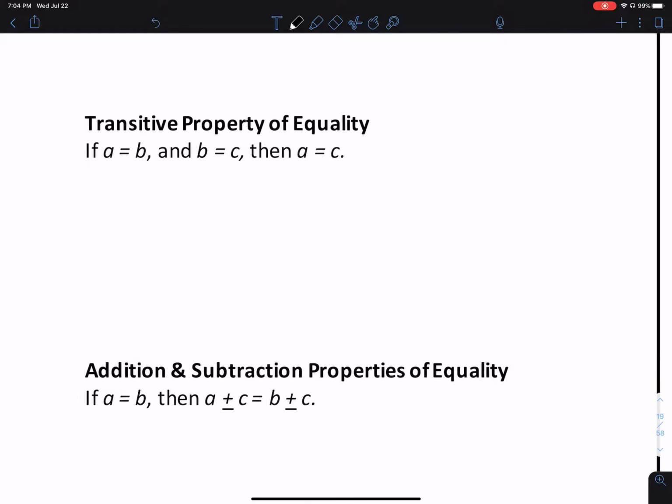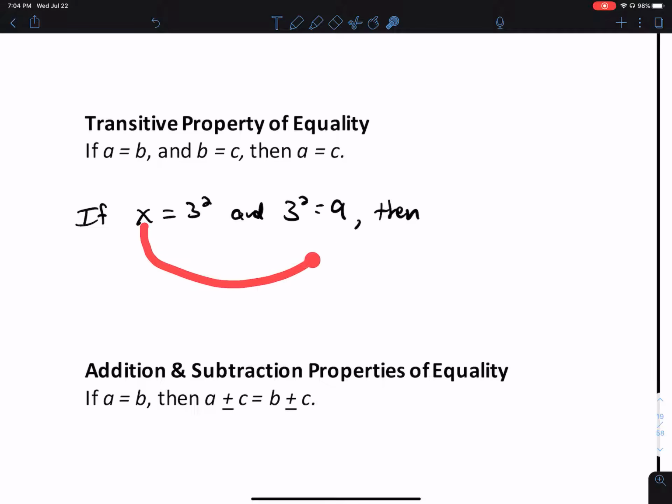Transitive property of equality. This deals with 3 things: an a, b, and a c. If a equals b and b equals c, then a equals c. Let's see if we can make sense of this. If x equals 3 squared and 3 squared equals 9, then what conclusion can we draw from this? x equals 3 squared. We know 3 squared is 9. Doesn't it seem reasonable to assume then that x is the same as 9? That is the transitive property.